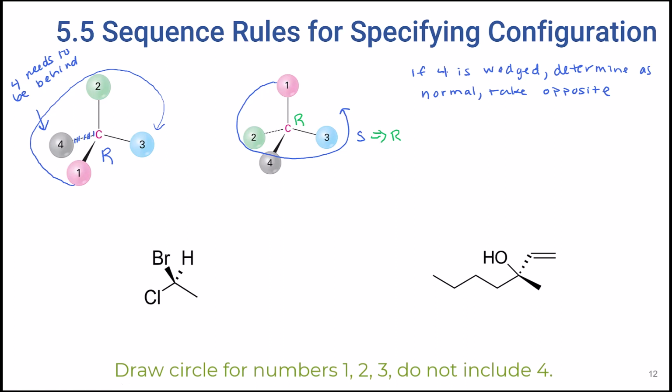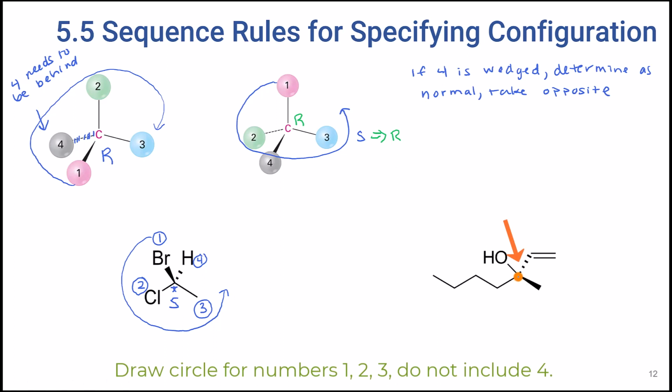Right, and that's because the 4 is wedged and we need it to be dashed. So if I look at some examples here, I find my chiral carbon, which is the carbon right here, it's sp3. It has 4 different groups attached. And then I'm going to rank the priorities. Bromine has the highest number, so this is 1. Chlorine is next at 2. Carbon, CH3 is 3. And then H is 4. And that one is dashed and going away from us, so I can just draw my circle here. This one is going counterclockwise, so this one is S.